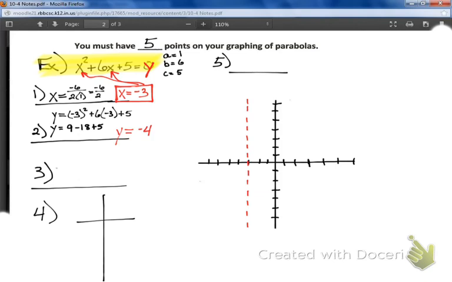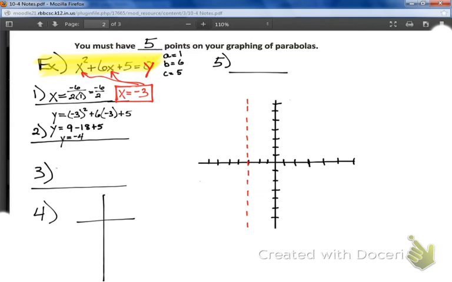Now, y, oh, that didn't show up yet. Sorry, having some problems here with the program. So we've got y equals negative 4 from all of that work.